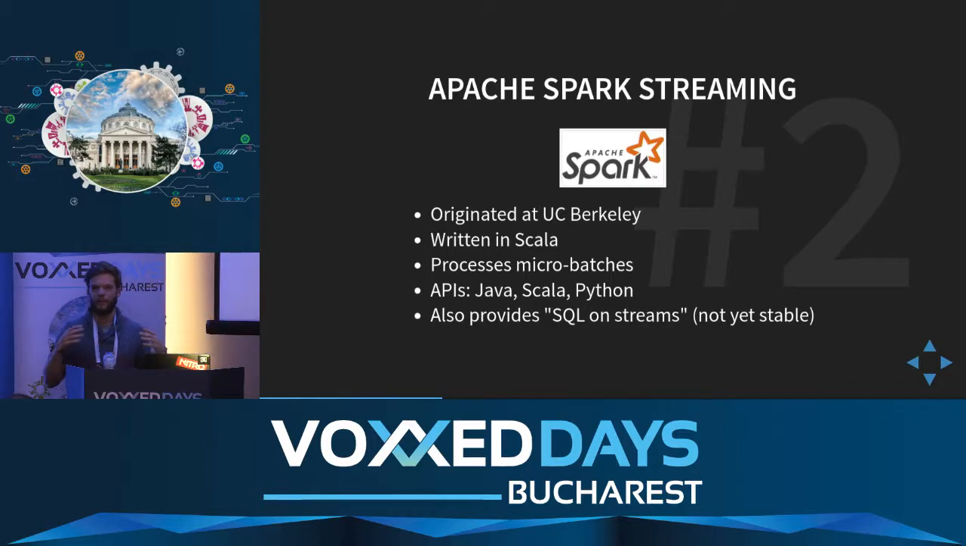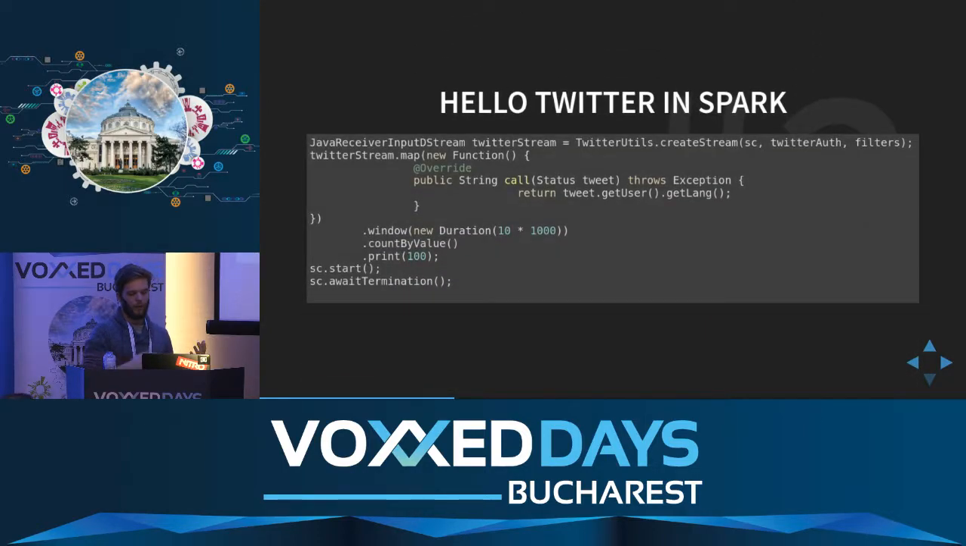I just wanted to show you that they're all kind of going in the same direction. And so, yeah, Hello Twitter in Spark looks quite similar. You also have some stream in the beginning of tweets, and then you have a map function that maps your tweet to the language. You have a window function, you count by value, and so on. Okay, but although this looks quite similar, it's a lot different because it's doing micro batches.